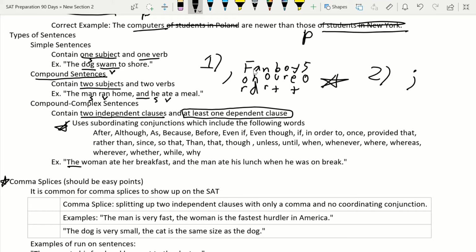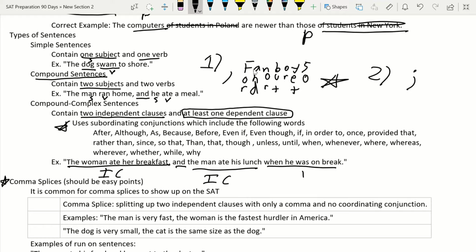So an example would be the woman ate her breakfast. So we see that that's 1 independent clause or 1 simple sentence. Then we have a comma followed by and, right? We have a comma and, so now we're doing that compound sentence part of it. The man ate his lunch. That's our other independent clause. When he was on break. That is our dependent clause.